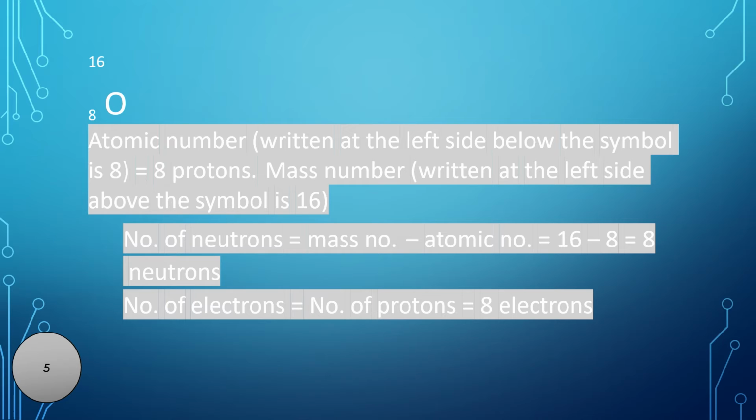While 16 represents one thing, which is called the mass number. We said that the mass of the atom is concentrated in the nucleus, and the nucleus contains protons and neutrons. So if you want to get the neutron number, it equals the mass number minus the atomic number, which means 16 minus 8 equals 8 neutrons.